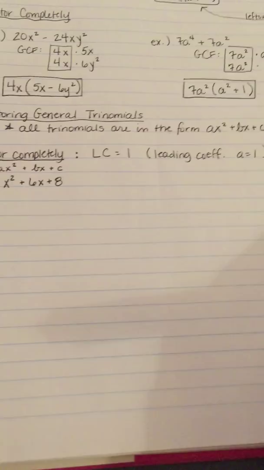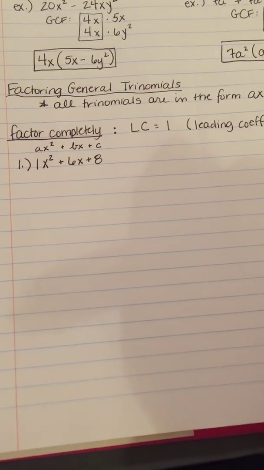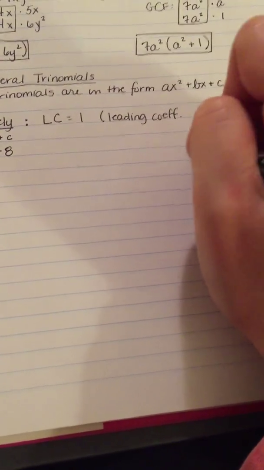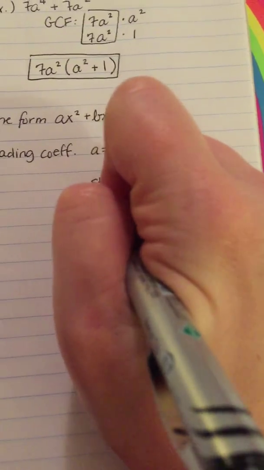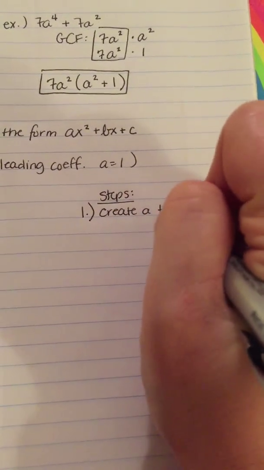Factoring this kind of trinomial, what I'm trying to do is figure out what two things I'm going to multiply together. So what two sets of parentheses will I multiply together in order to get this as my final answer? All right, so there are steps when it comes to factoring basic trinomials. Okay. The first step that you're going to do is you're going to create a t-chart.